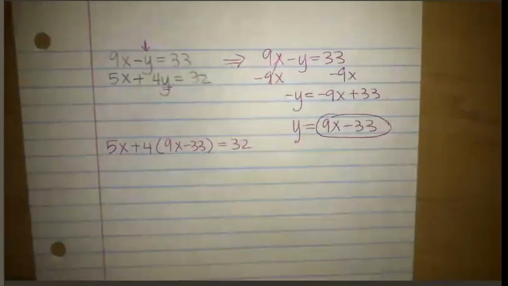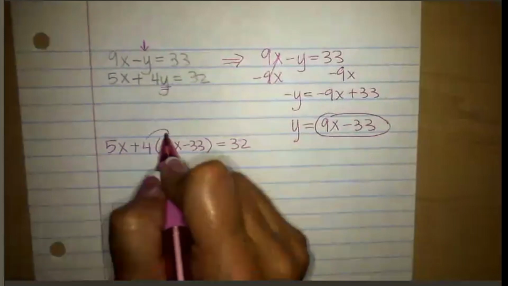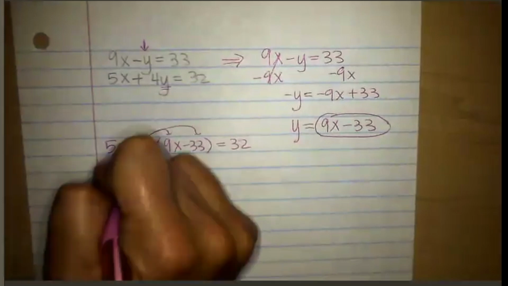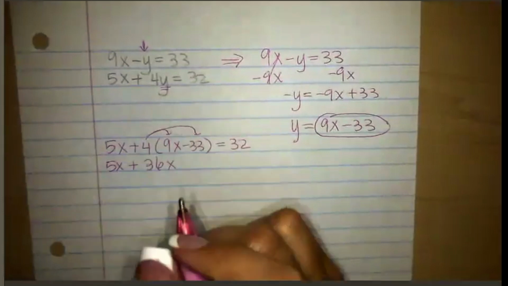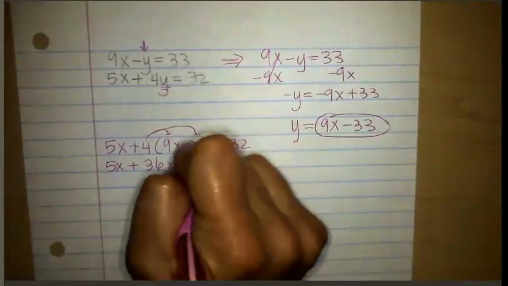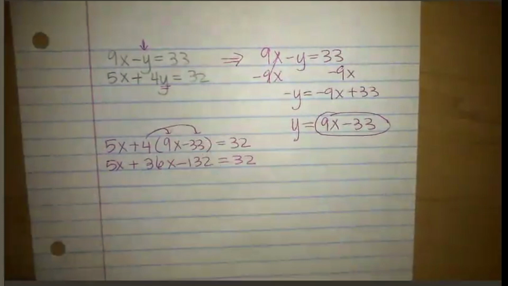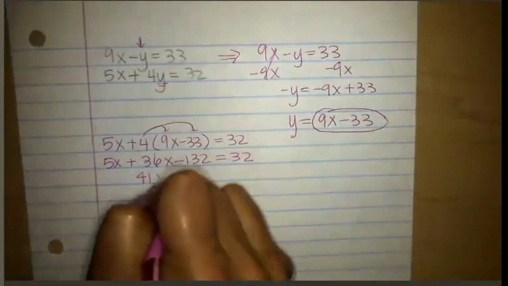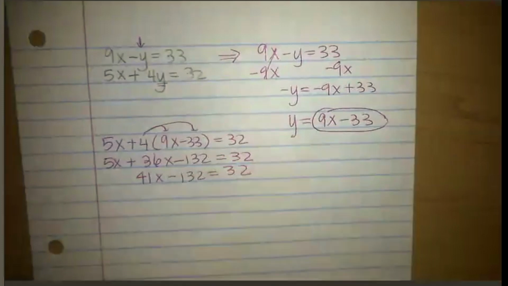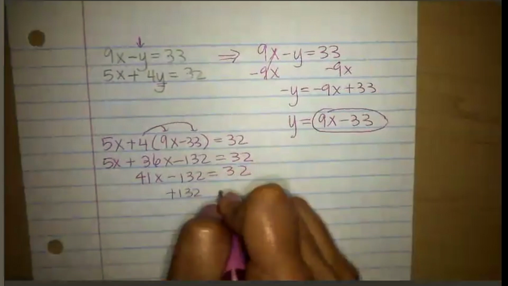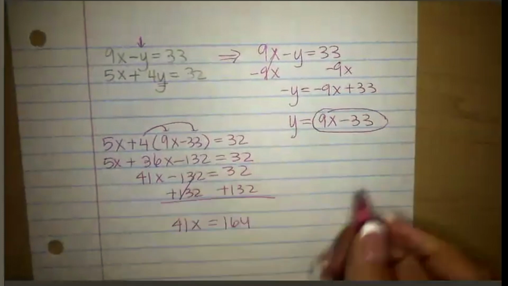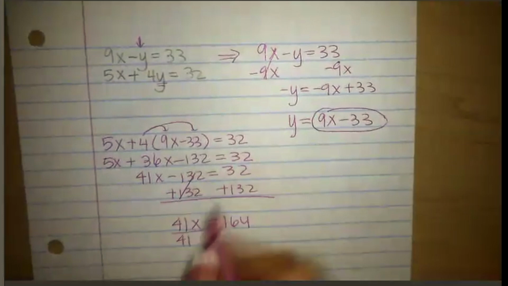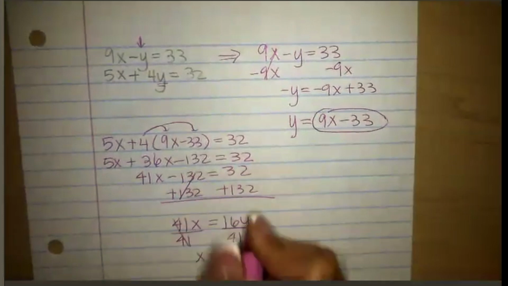Now we're ready to solve this one variable equation. This one takes a couple more steps because we have a parentheses. We need to distribute that 4 to everything in the parentheses. 4 times 9x gives me 36x. And 4 times negative 33 gives me a negative 132. Now we combine our like terms. We're going to add the 132 to get it to the other side. We get 41x is equal to 164. My last step is to divide by 41. And we get x is equal to 4.